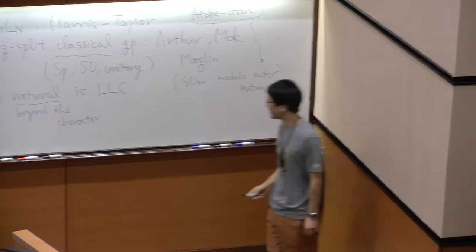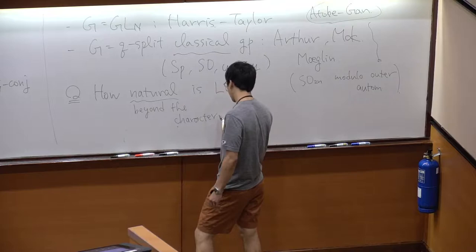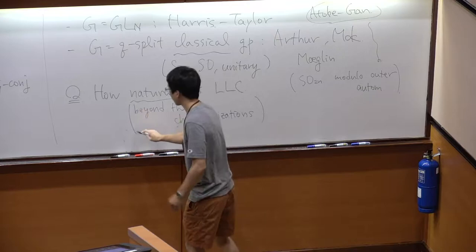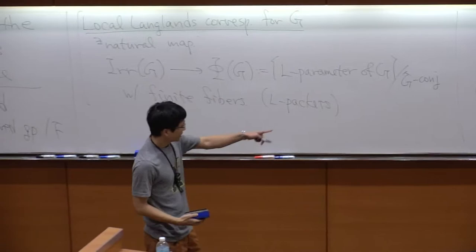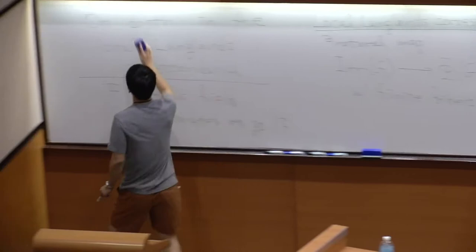So this naturality means beyond the characterization. And the depth-preserving property is one of such expectations for LLC. And next, I want to explain it.